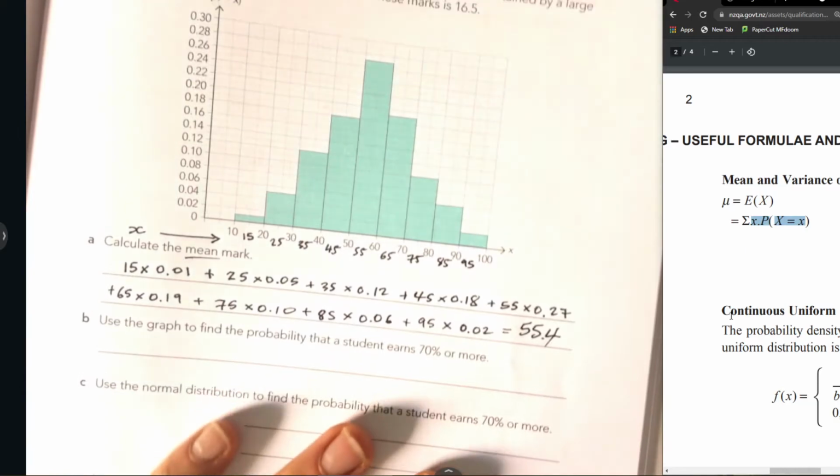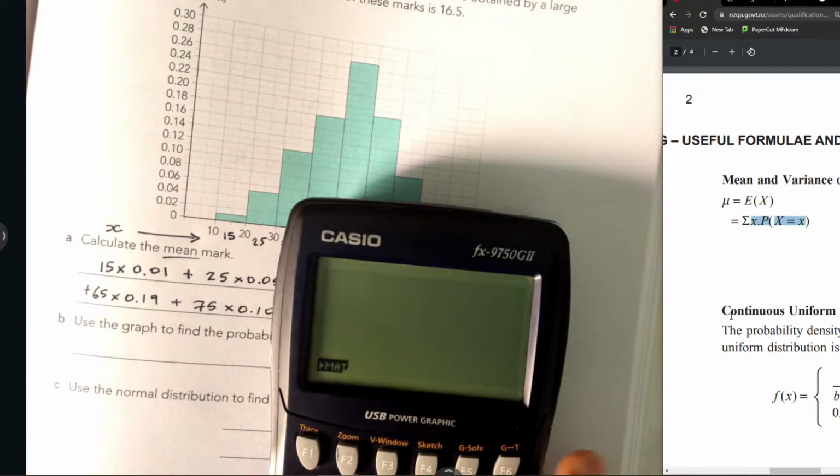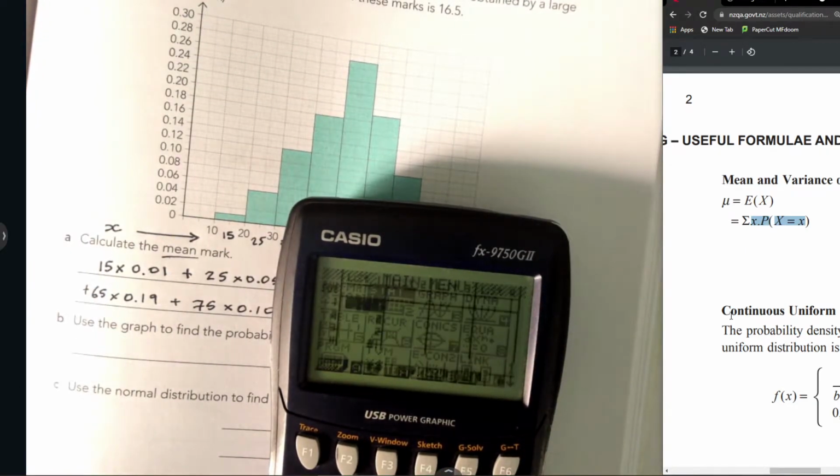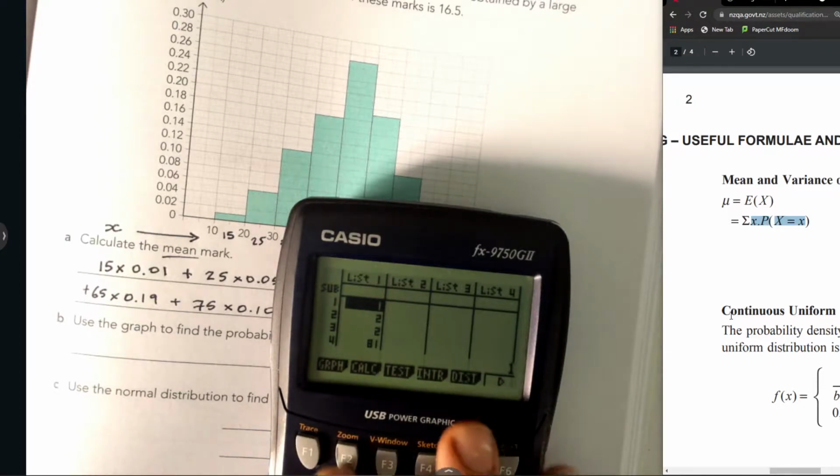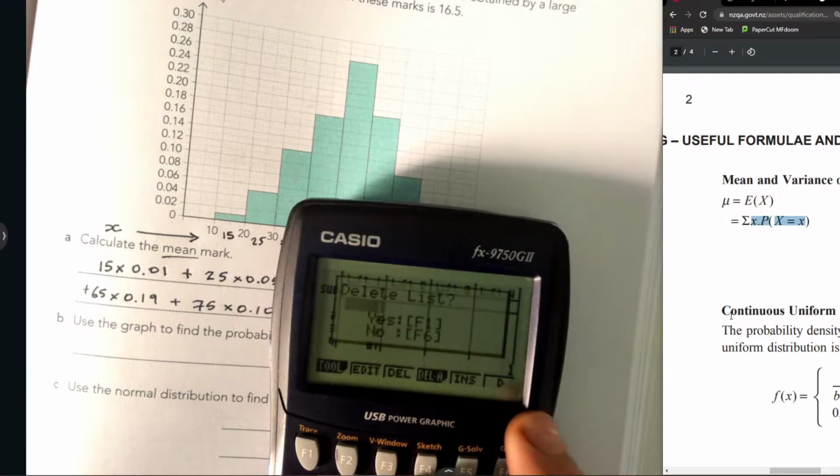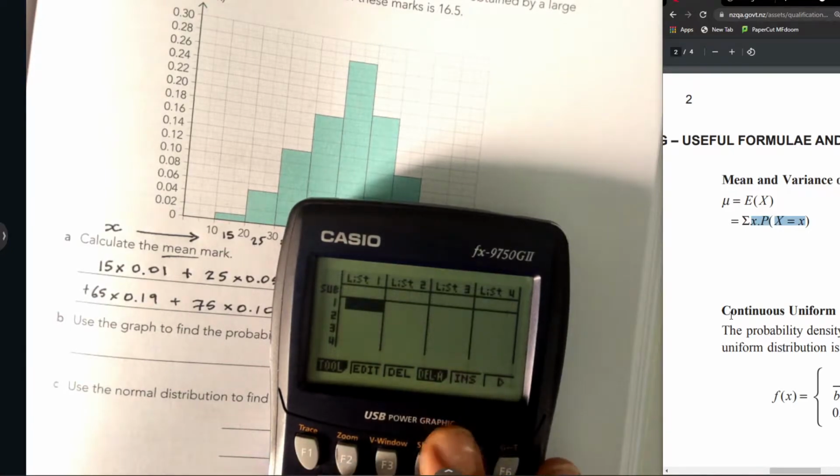55.4. The other way to do these in your graphics calculator is you can go up into Stat, and then you can fill these in on lists. So I'm just going to clear all, delete all. Right, and you can fill out a list.